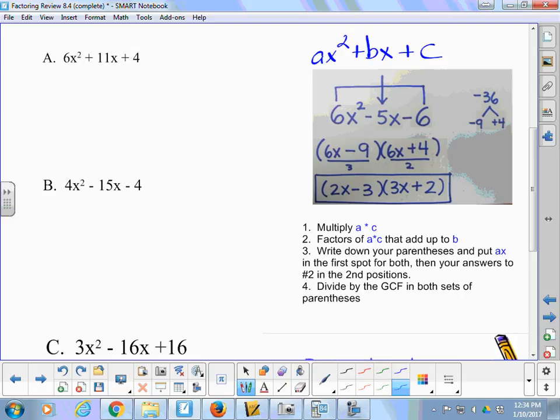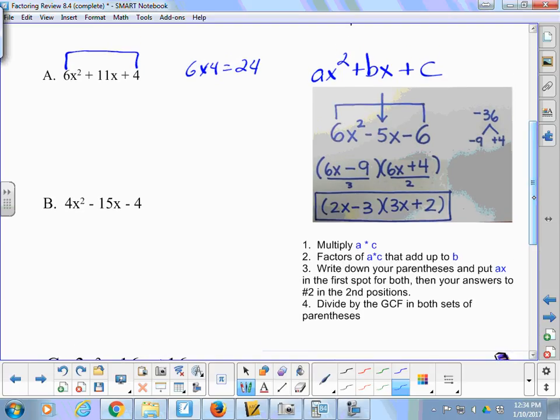All right, so we start. We multiply 6 times 4. So we get 24. And then we want the factors of 24 that add up to 11. So let's see, factors of 24. So we've got 1 and 24, 2 and 12, 3 and 8, 4 and 6. Okay, there's our factors of 24.